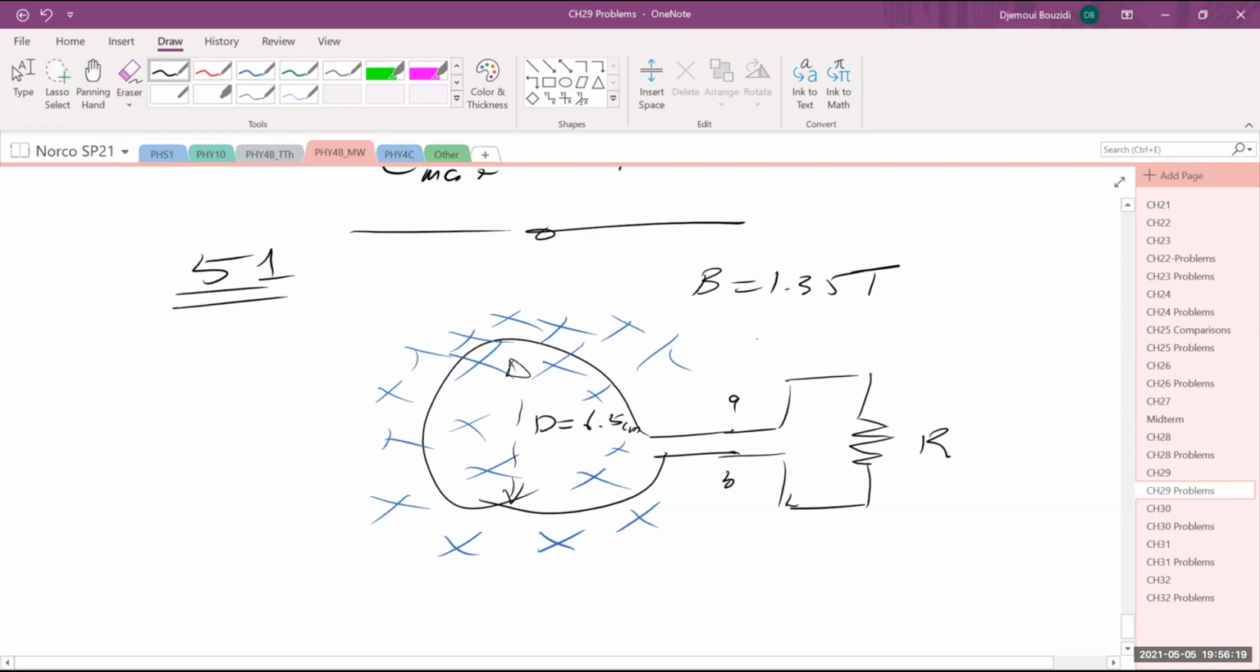This is what they say. The loop is pulled at the points indicated by the arrows, forming a loop of zero area in 0.25 seconds. So what they do is somebody comes in here and stretches it. They physically pull on it on this side, and they pull on it on this side. In 0.25 seconds it shrinks from whatever area it is right now down to an area equal to 0. Find the average induced EMF in the circuit.